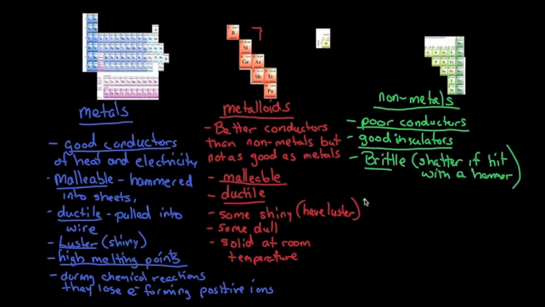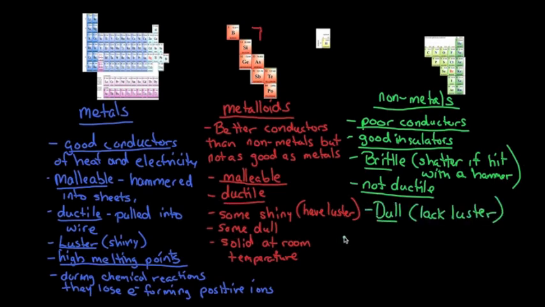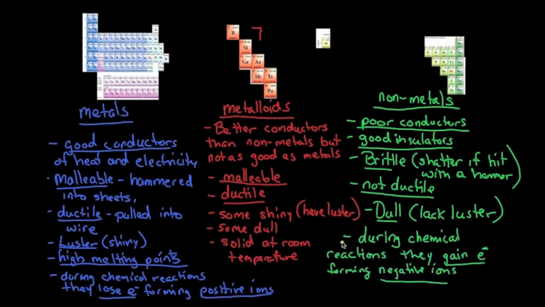They are not ductile, so they cannot be pulled into wire because they are brittle. They are dull, which means they lack luster. They do not have any luster. And during chemical reactions, they gain electrons, forming negative ions, meaning they pick up those electrons and they become more negative. So you see that nonmetals and metals are almost opposite in most of their traits.